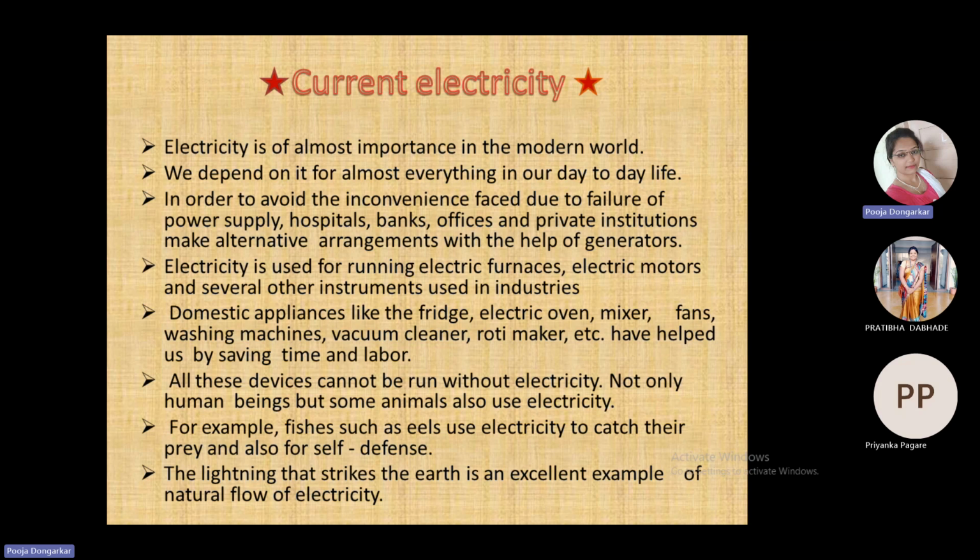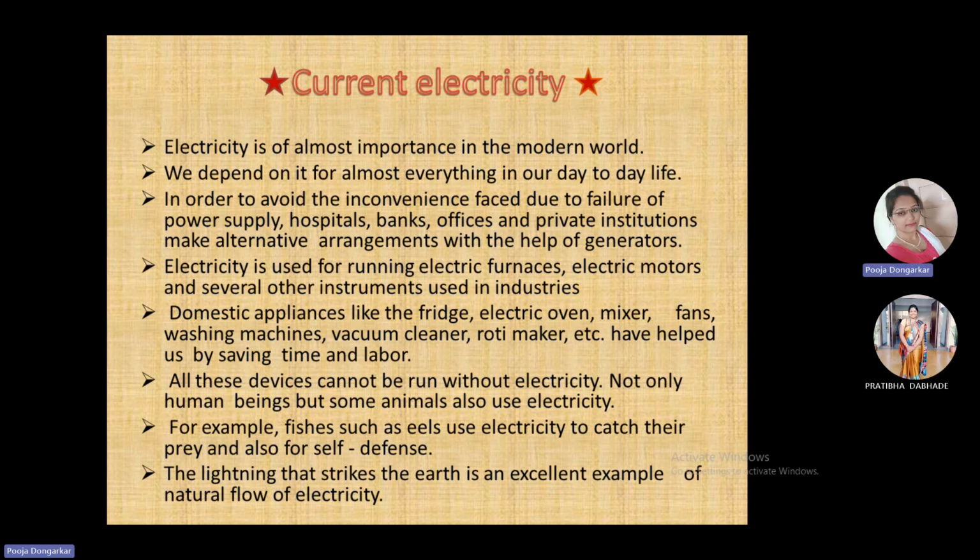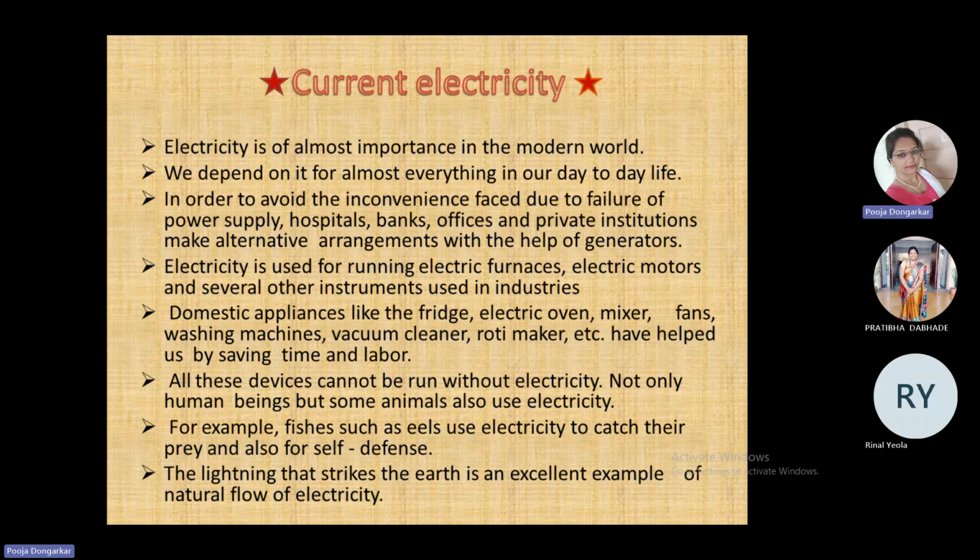Not only human beings but also animals use electricity. For example, fishes such as eels use electricity to catch their prey and also for self defense. The lightning that strikes the earth is an excellent example of the natural flow of electricity. Lightning, you know about the lightning, which comes on the earth after the rains.